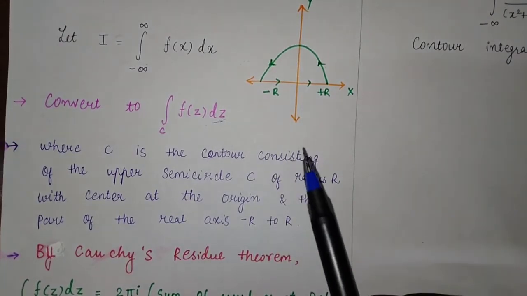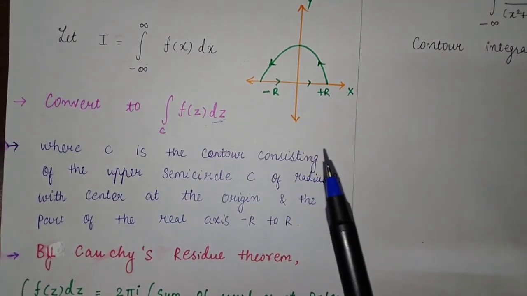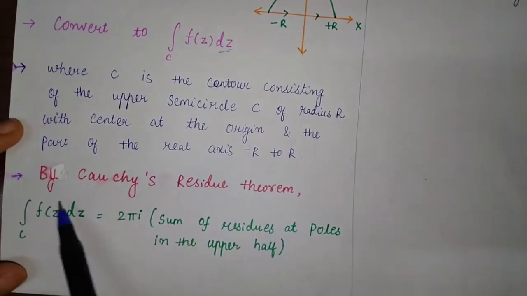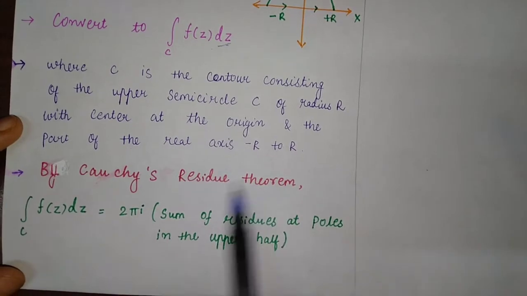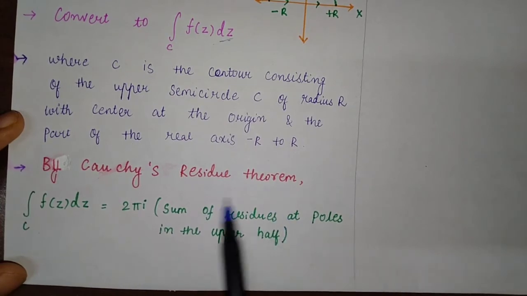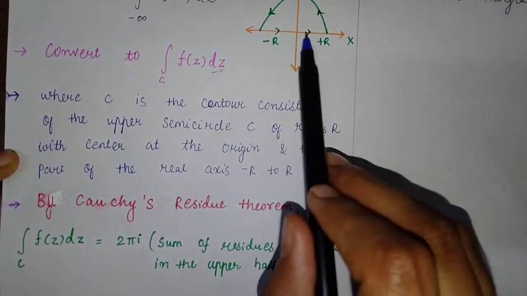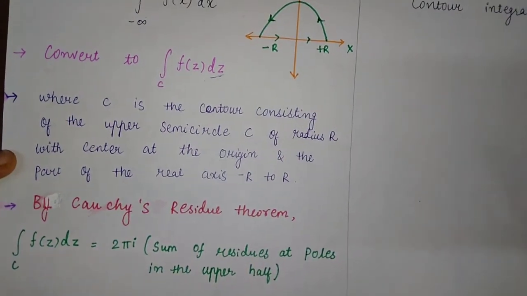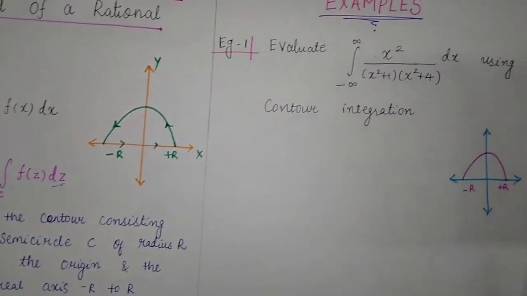Okay, in the examples it will be more clear to you. And then finally you have to put that values in the Cauchy's residue theorem. Then it will be 2 pi I into sum of residues at the poles in the upper half. Upper half ના જે રેસિડ્યુઝ હોય એટલે કે અહીંયાના જે upper half માં રેસિડ્યુઝ આવ્યા હોય એનો સમ અહીંયા પુટ કરવાનો છે. Okay, so let us see the example.